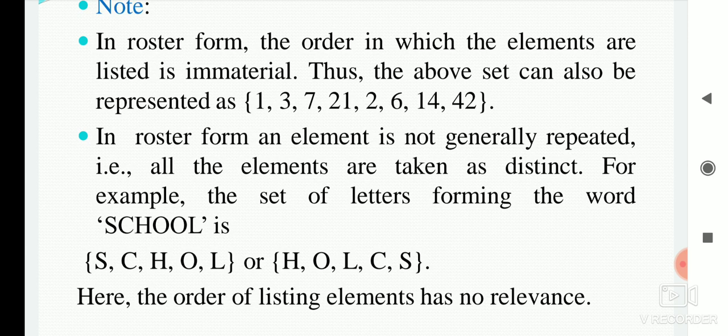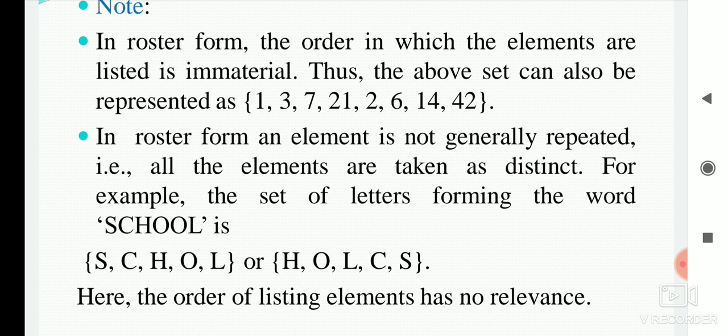The next point is, in roster form, the order in which the elements are listed is immaterial. Thus the above set can also be represented as {1, 3, 7, 21, 2, 6, 14, 42}. These are the numbers which divide 42 perfectly. So you can write the numbers in any order. It doesn't matter in roster form, but in roster form an element is not generally repeated. That is, all elements are taken as distinct.